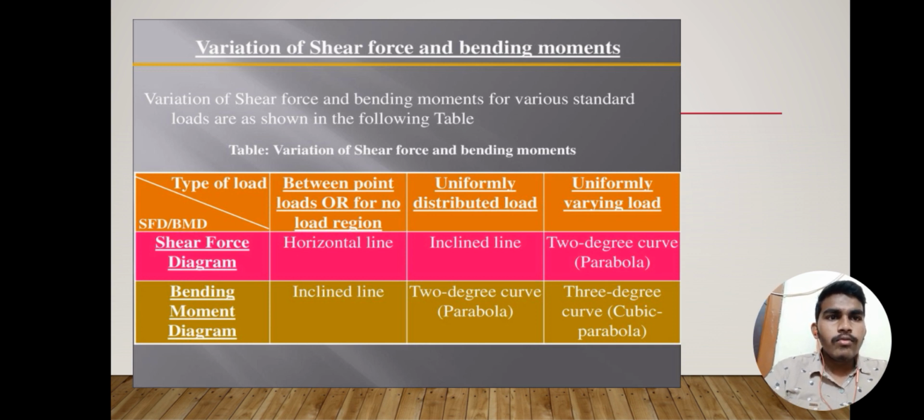And for uniformly varying load, the shear force diagram is a second-degree parabola and the bending moment diagram is a third-degree curve, meaning a cubic parabola.